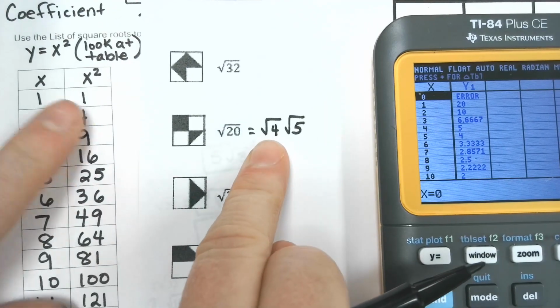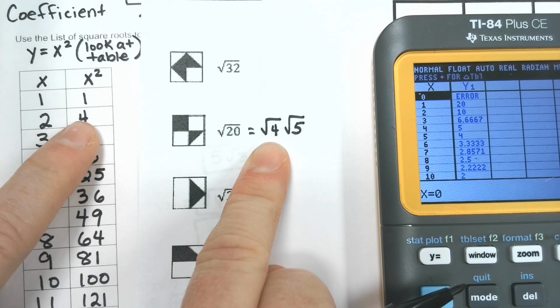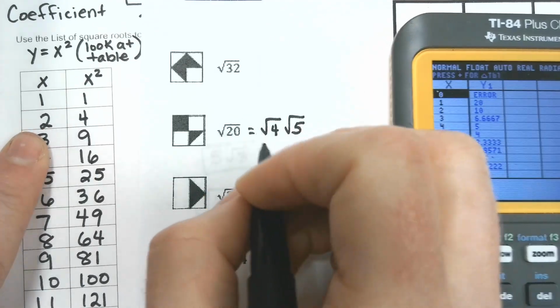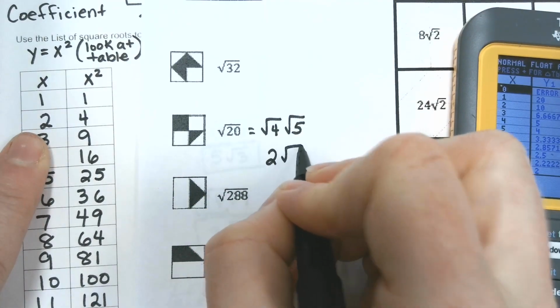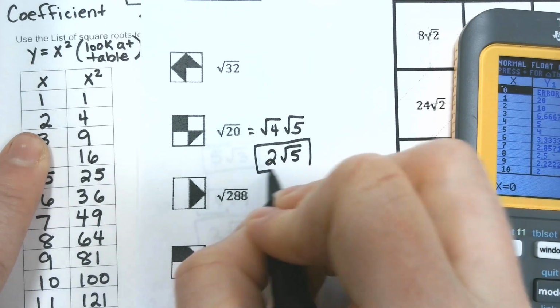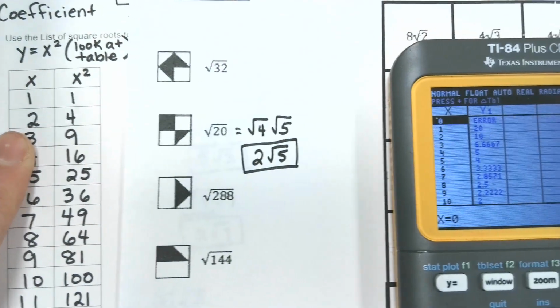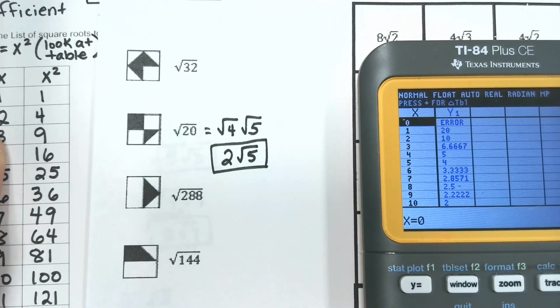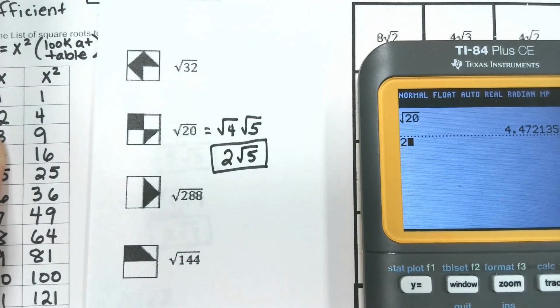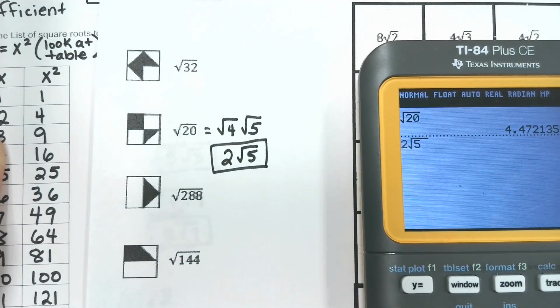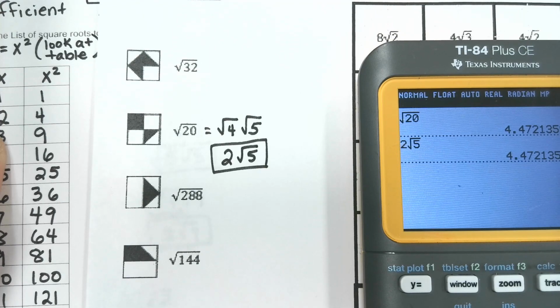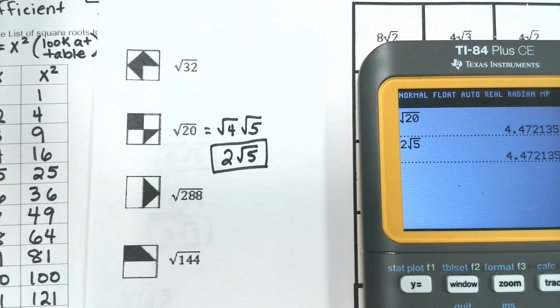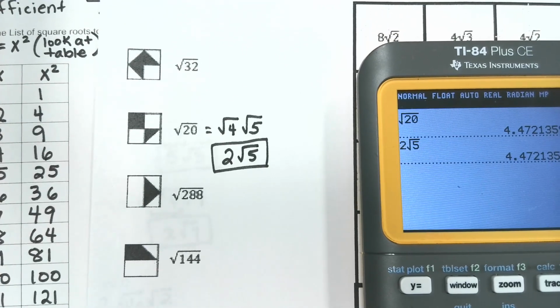What is the square root of 4? Look on the square root list. It's 2. So this would be 2 square root of 5. Okay, to double check my answer, I'm going to hit second quit and go 2 square root 5. And that is it. So we did it correctly.